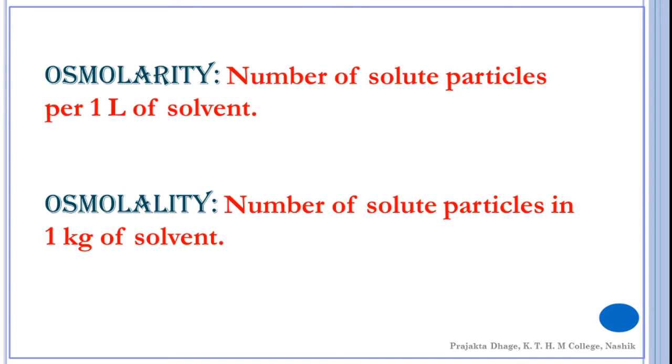The first concept that we are going to see today is osmolarity. Now, in simple terms, osmolarity is the process of measurement of solute concentration. It is the number of osmoles of solute per liter of solution. So basically osmolarity is the number of solute particles per liter of the solvent. Usually it is written as osmoles per liter.